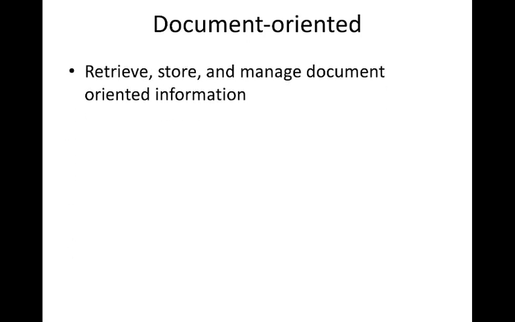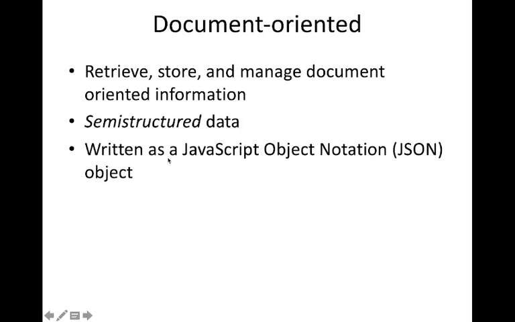Then the fourth type of database is the document-oriented database. Here we retrieve, store and manage document-oriented information. Here also we use key-value pairs to do all these things. Key-value pairs will be based on the documents. Okay. So here it is semi-structured data. It is mainly written as a JSON object, JavaScript Object Notation. We call it a JSON object. So JSON objects or XML formats can also be used for this document-oriented database. XML can also be used here.